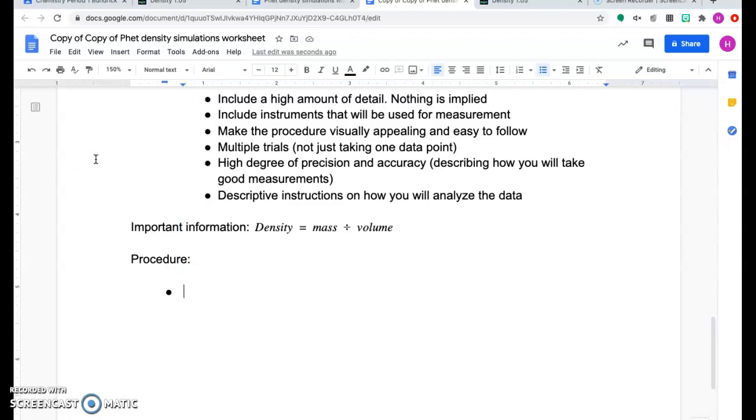Okay, so you want to think about what instruments you're going to be using. If I'm going to be measuring the density of water and proving that it's 1, okay, how do I find density? I take mass and I divide it by volume. So think about how am I going to find mass and how am I going to find volume of the water, okay? So think about what instruments you're using.